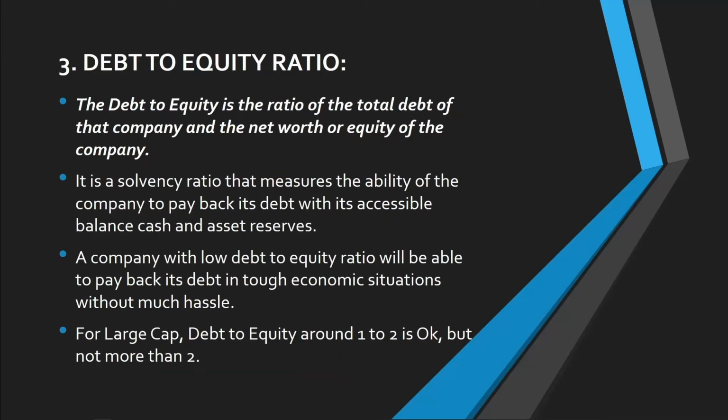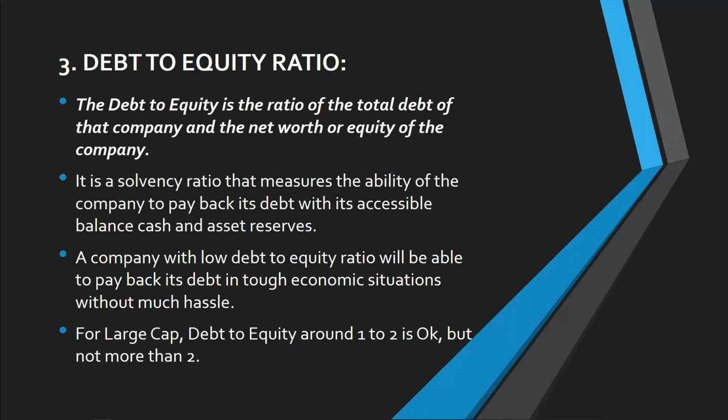Number 3. Debt to equity ratio. The debt to equity ratio is the total debt of the company divided by the net worth or equity of the company. It is a solvency ratio that measures the ability of the company to pay back its debt with its accessible cash balance and asset reserves.